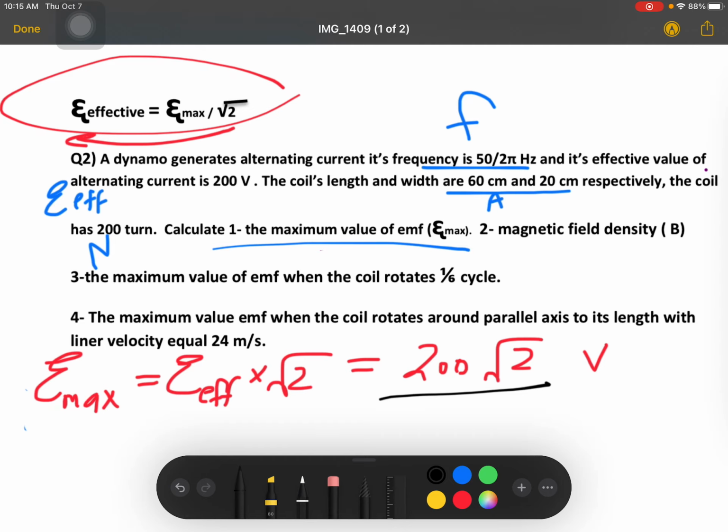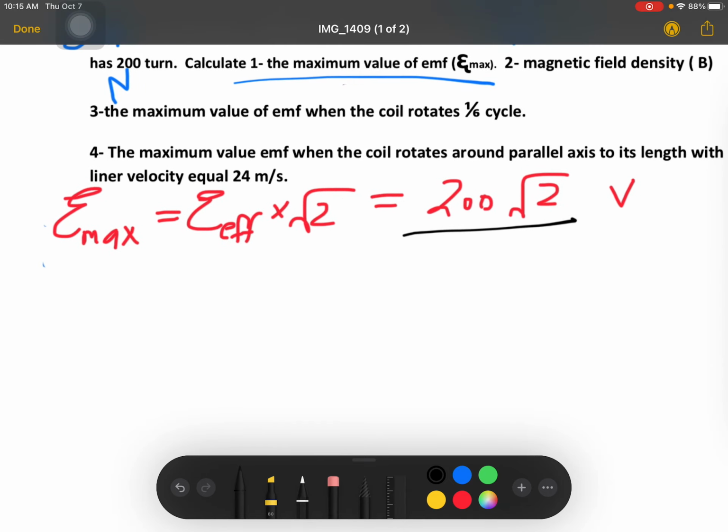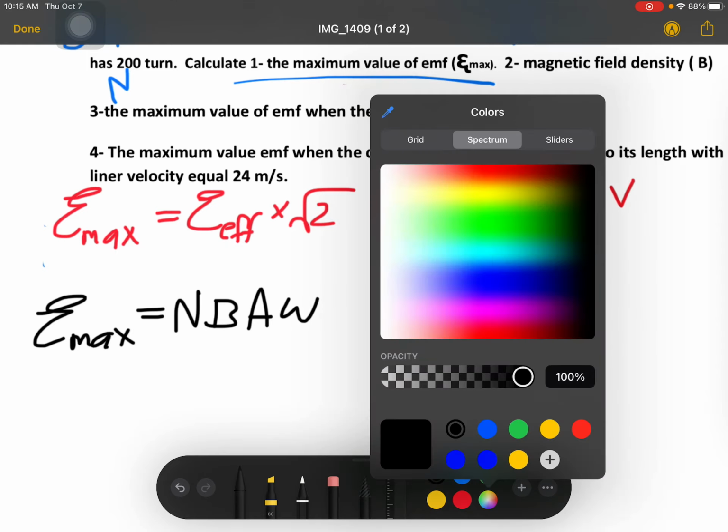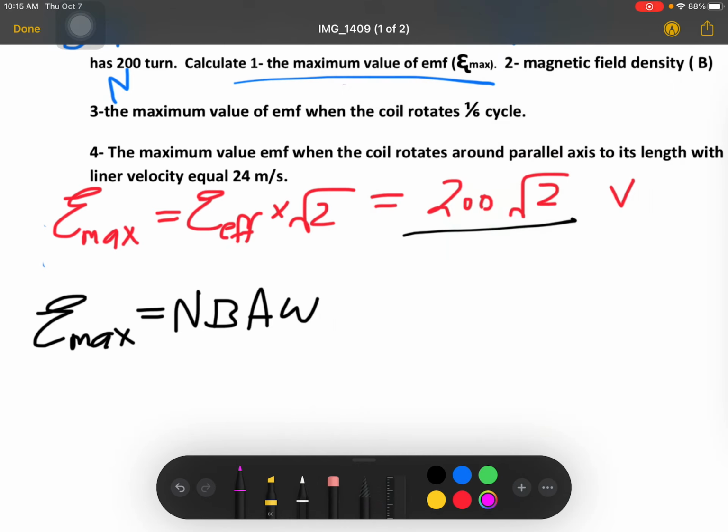So the question number 2, magnetic field density. So now we can use this equation, E max equals N B A omega. Okay, but before we use this one, we have to find omega, and we have to find the area. Okay, always you have to convert the area unit to the meter.